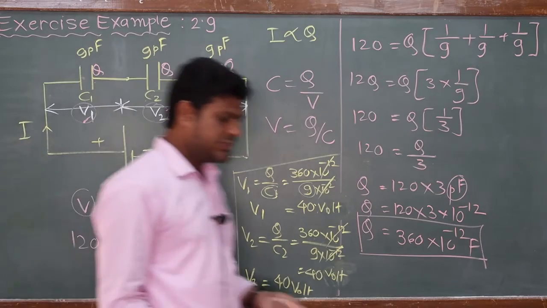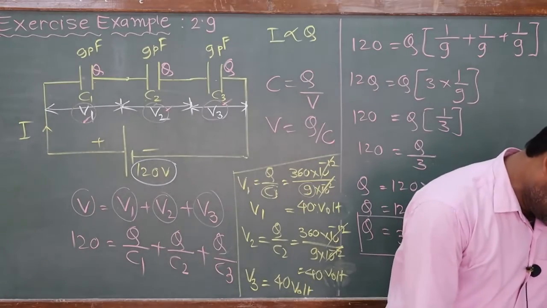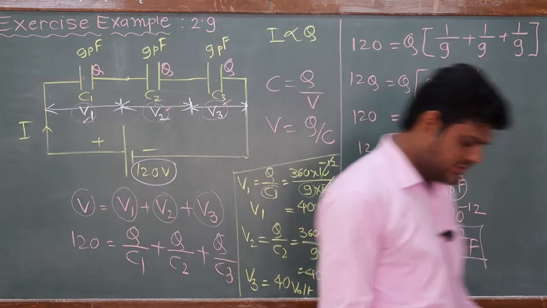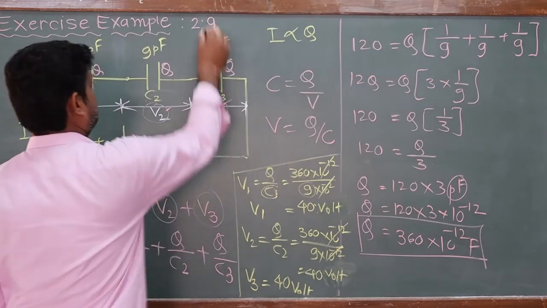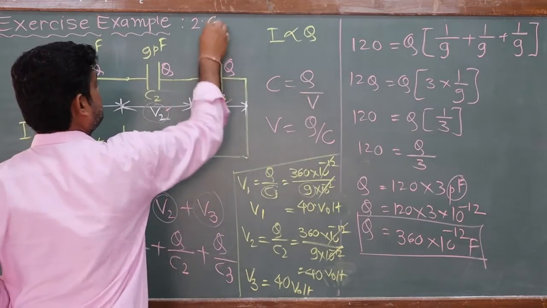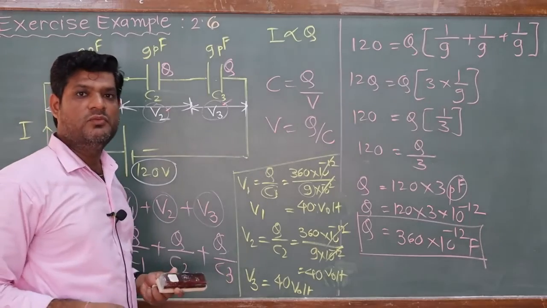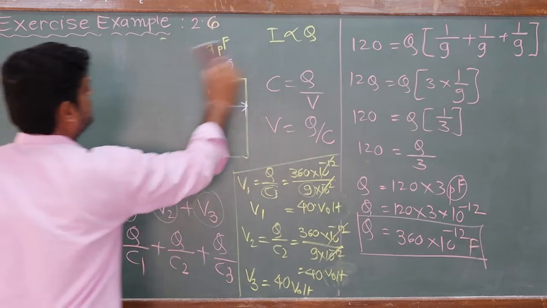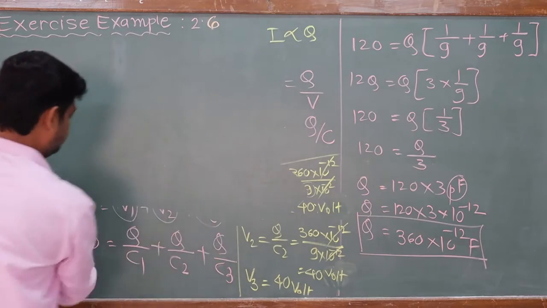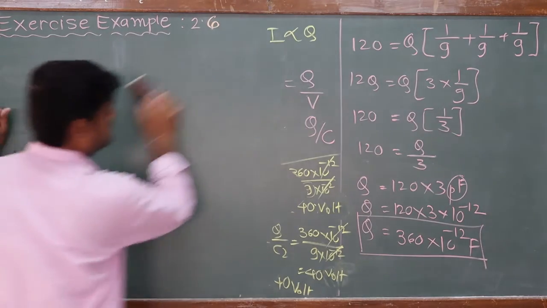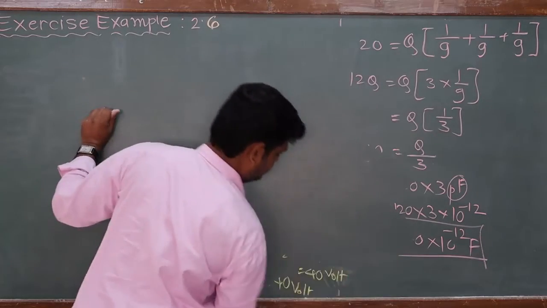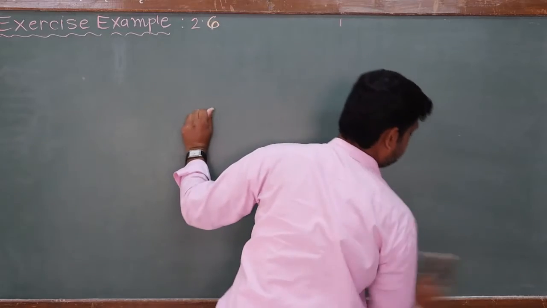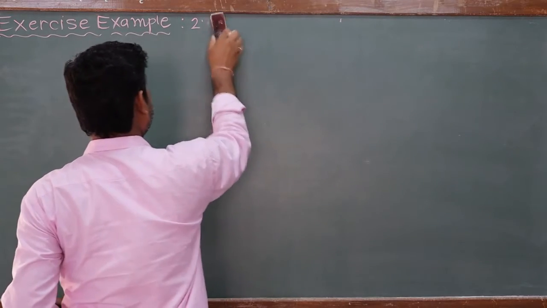Okay, moving towards the next question, 2.10. Actually it is 2.6. It was 2.6, it's a mistake. This numerical is of 2.6. Okay, the next numerical that we are going to see. Now we will see 2.7.